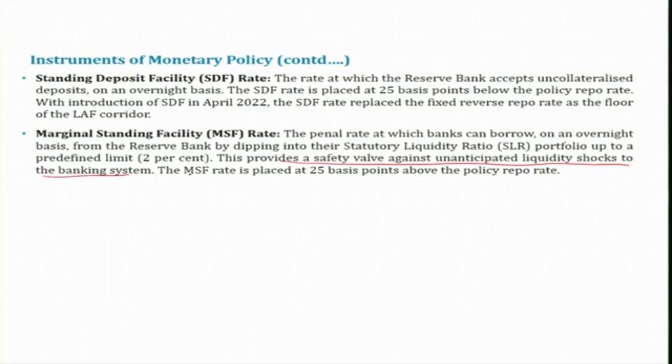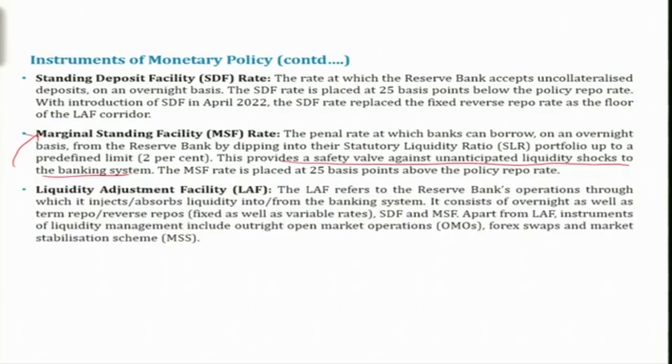So if a bank is unable to meet its liquidity needs, then it can borrow using the marginal standing facility window at this rate. Then the liquidity adjustment facility, also called LAF, refers to the RBI's operation through which it injects or absorbs liquidity in the banking system. It consists of overnight as well as term repo, reverse repo rate, SDF and MSF.